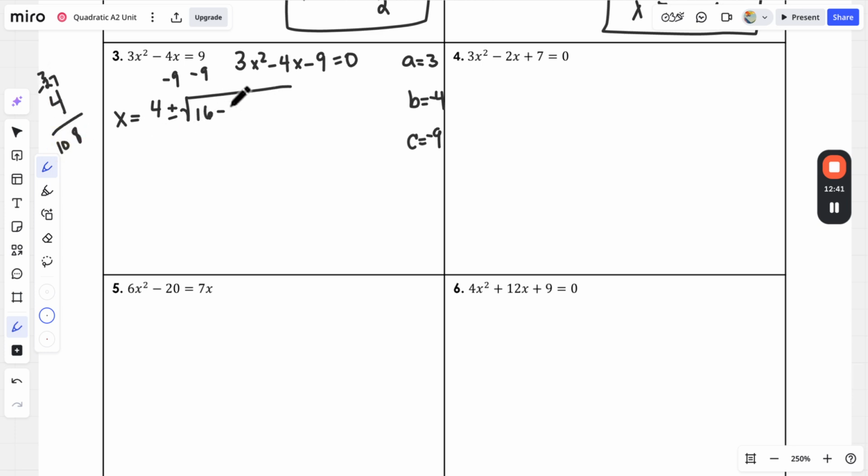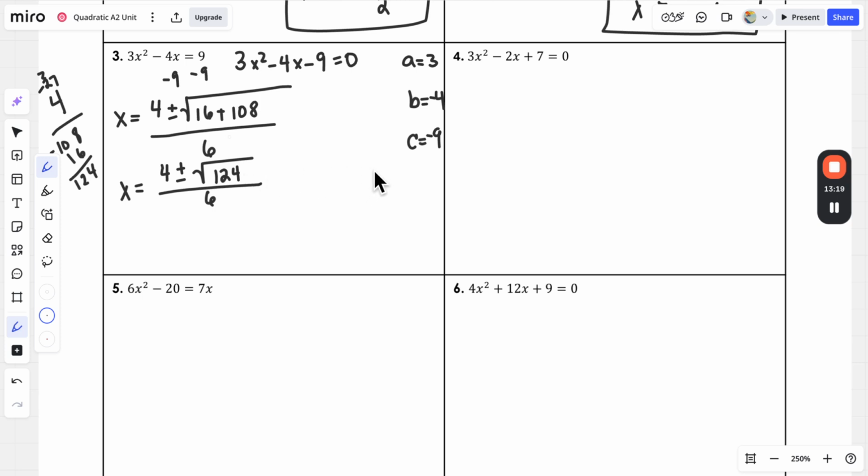That is 108, but it is a negative 108. Subtracting a negative is the same as adding a positive. So I've got plus 108, all over 2A, so that is 6. This can be simplified. We add 16 and 108. That gives me 124. So x is equal to 4 plus or minus the square root of 124 all over 6.